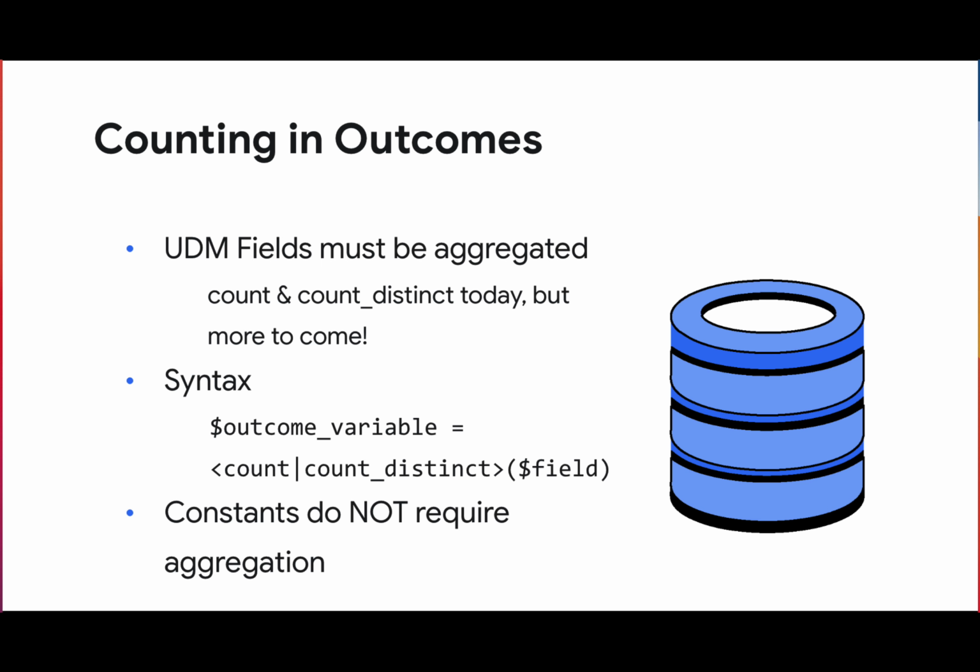Finally, it's worth pointing out that any constants that you add to your outcome section do not require an aggregation function in front of them. You will see this in our video, but think of it this way. The constant is describing the entire detection, not a single UDM event. Therefore, we don't need to aggregate the values.